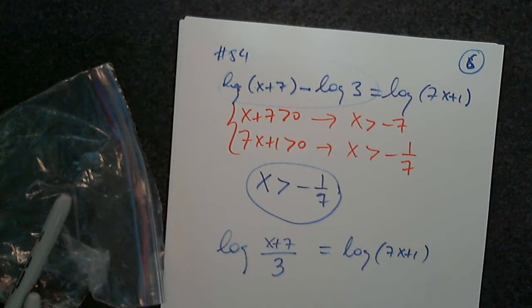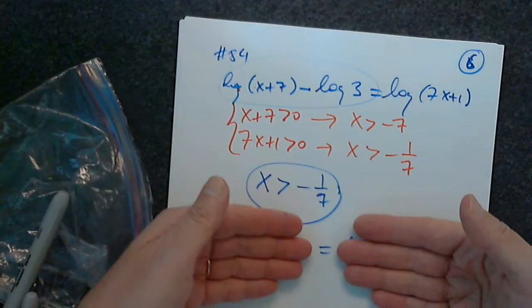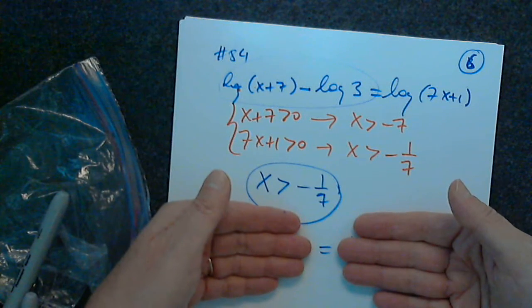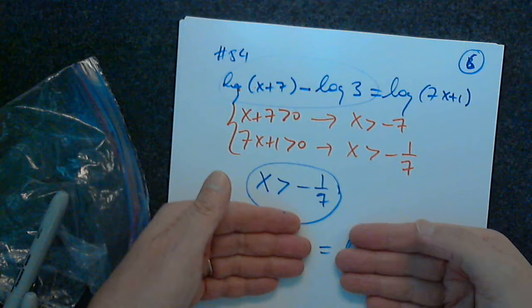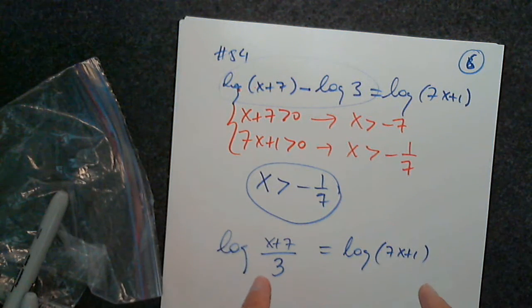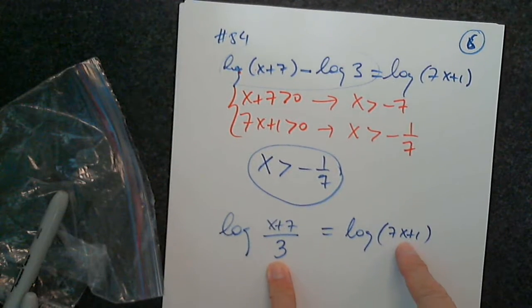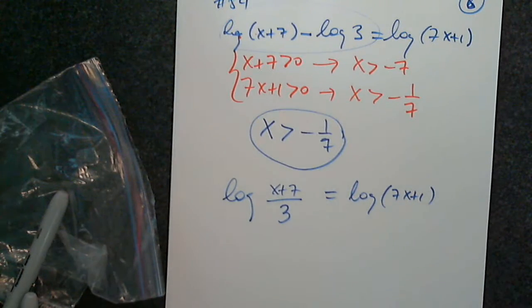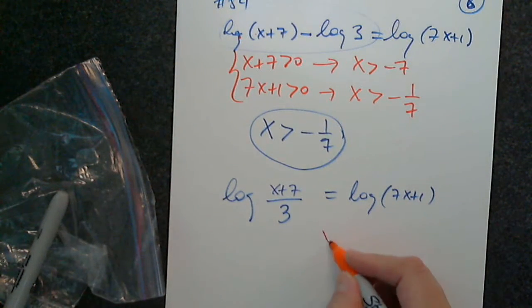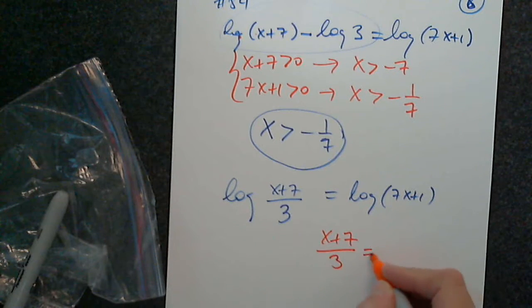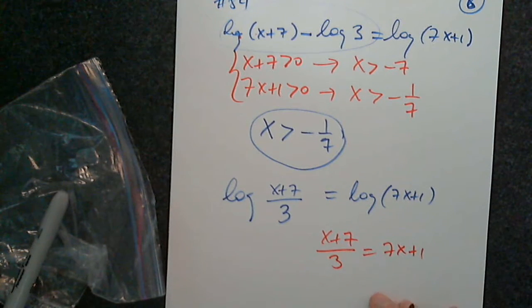In this particular case, there is no need to change the log equation into an exponential one. Here's how we think. Do not cross out anything. We're not simplifying anything. We're thinking. We have two logs in the same base that are equal. What has to happen to these quantities? They must equal each other. That's all you need to do in this case. So x plus 7 divided by 3 equals 7x plus 1.